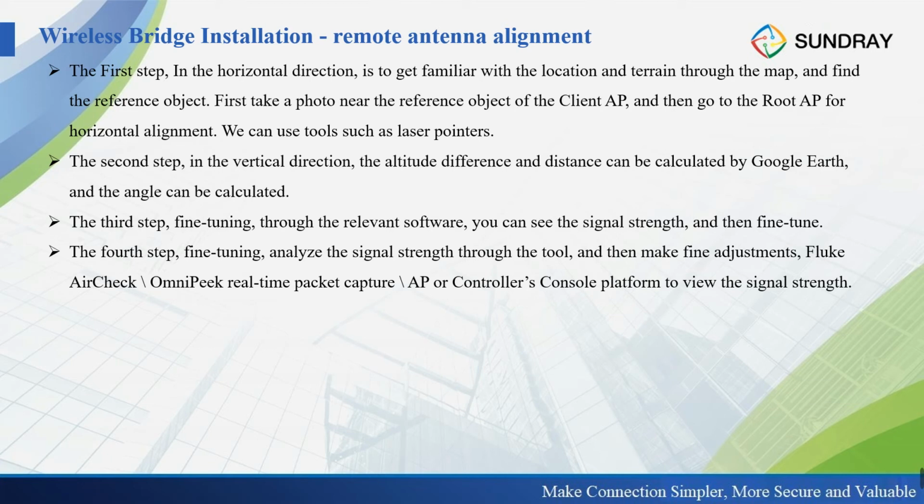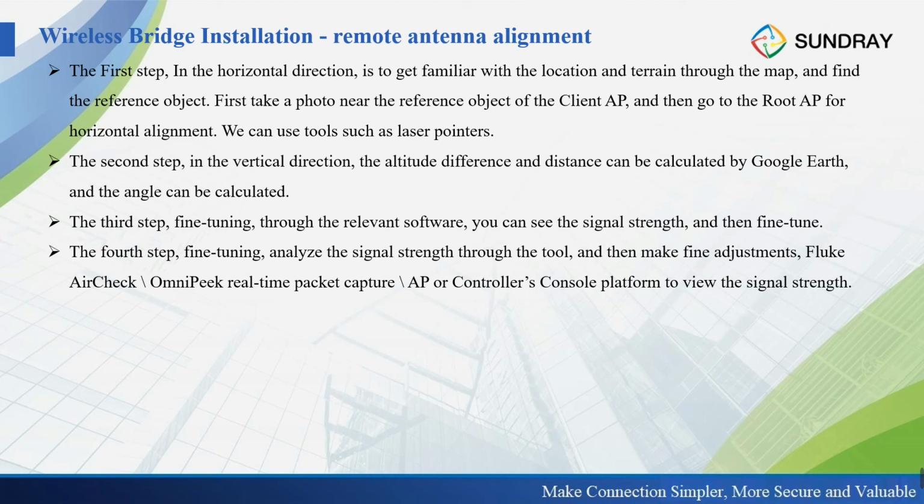When the distance is a little bit large, we need to find a reference object. For example, if we want to build a wireless bridge from building to building, the building can be our reference object. So this is for the horizontal direction. For the vertical direction, we need to make sure the root AP and client AP are at the same height. For this, we can use Google Earth to calculate their height.